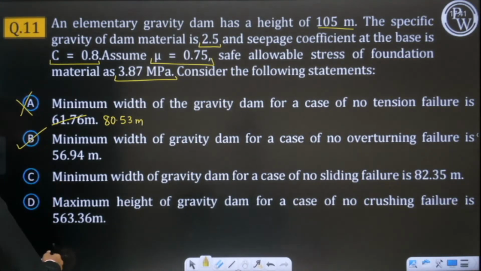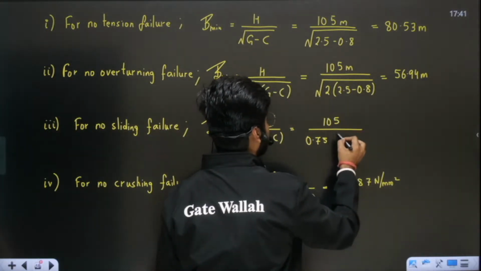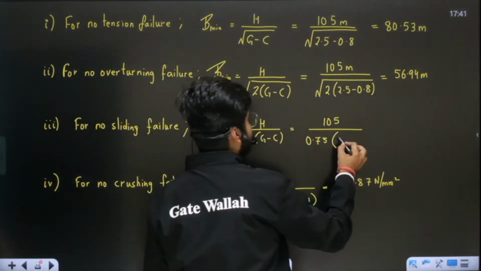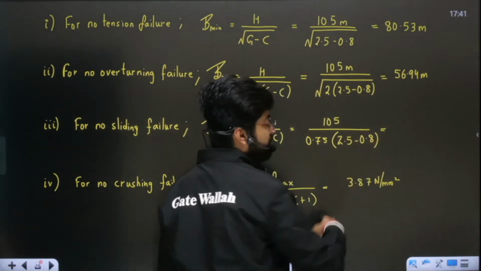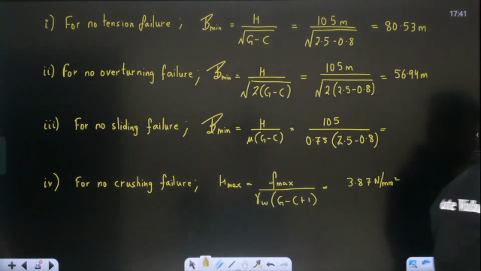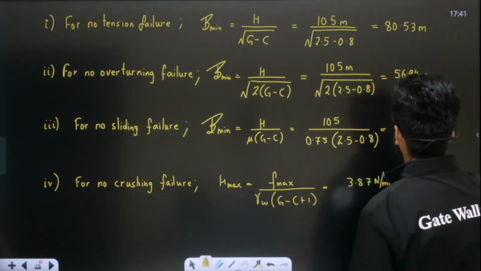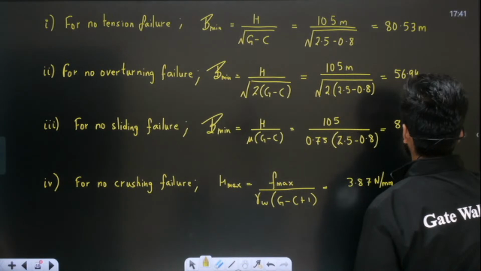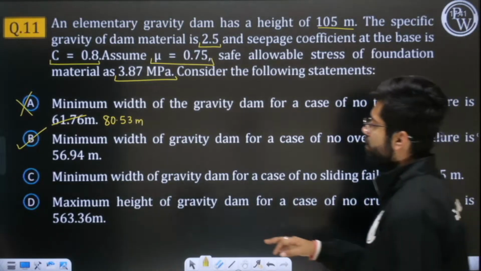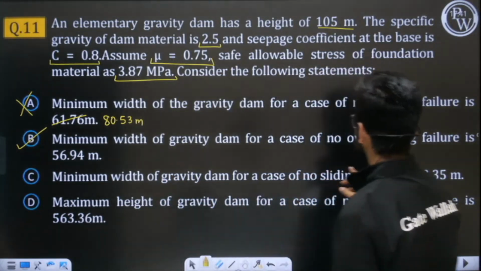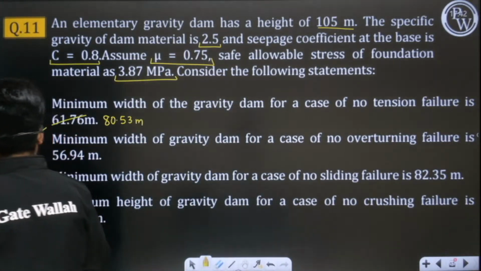Now similarly we will find the third one. Mu is 0.75, G is 2.5, C is 0.8. Everything is given in the question. So how much are we getting here? Kindly comment everyone. We are getting 82.35 meter. Let us check. Minimum width of gravity dam for case of no sliding failure is 82.35. Yes, so this is also correct. Option C is also correct here.